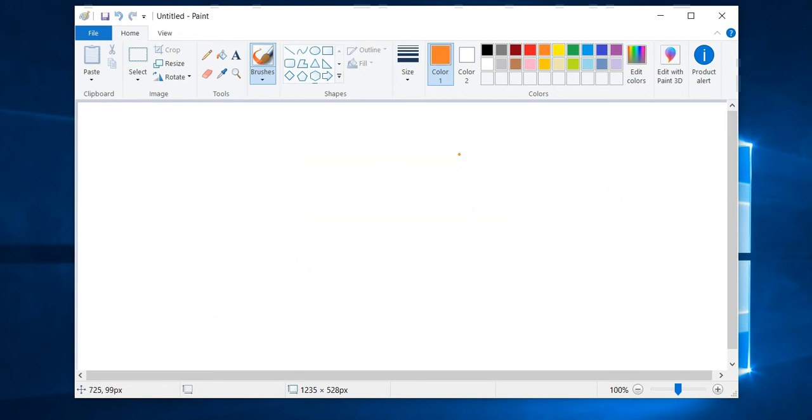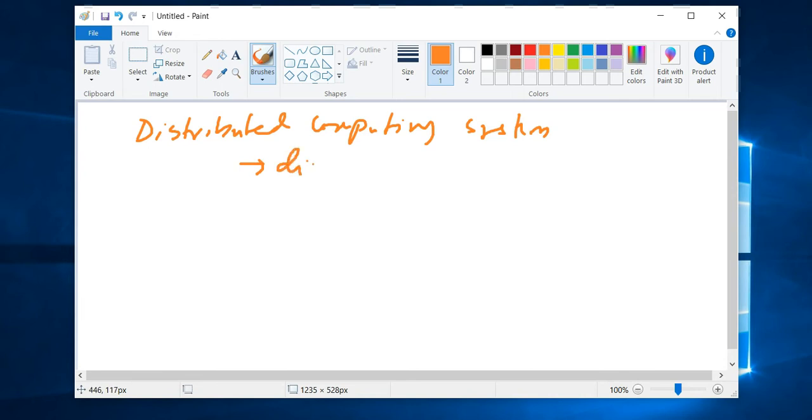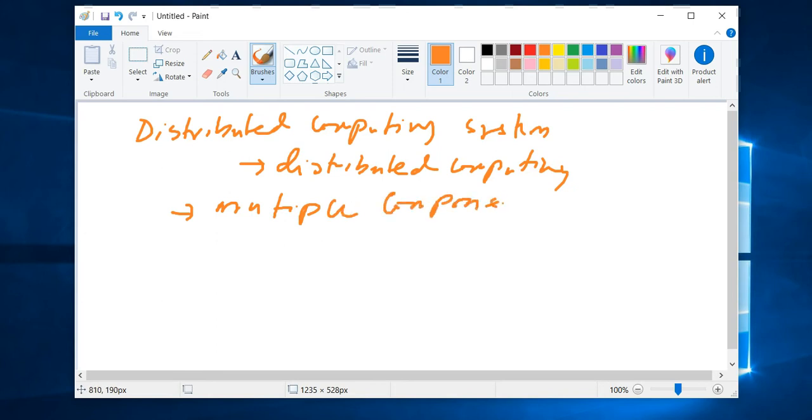So now let's talk about the distributed computing system. What is that? Sometimes we call that distributed computing. And what is that? So this is a system with multiple components. Okay, so let's write it down. Multiple components, and these are located in different computers that communicate and coordinate actions in order to achieve a single objective.